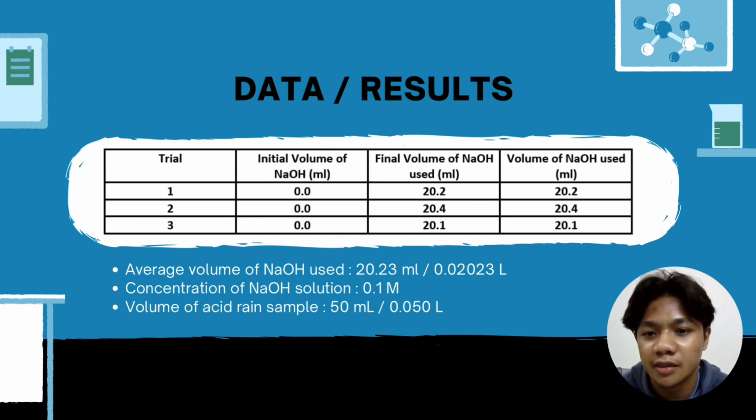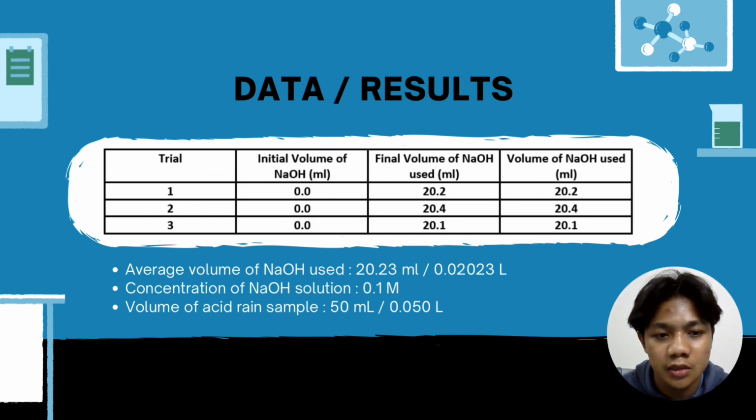So the first trial we only use 20.2 ml of NaOH, and for the second trial we only use 20.4 ml of NaOH, and for the third trial we only use 20.1 ml of NaOH or sodium hydroxide. So the difference between the highest and lowest volume of sodium hydroxide used is 20.4 ml minus 20.1 ml equals 0.3 ml, which is within the acceptable range, which is 0.30 ml.